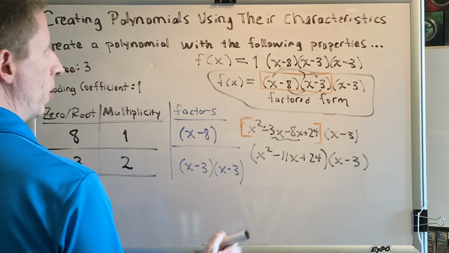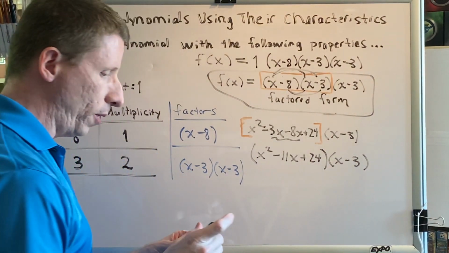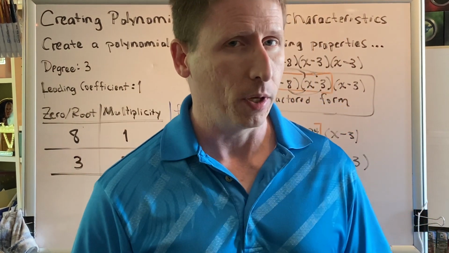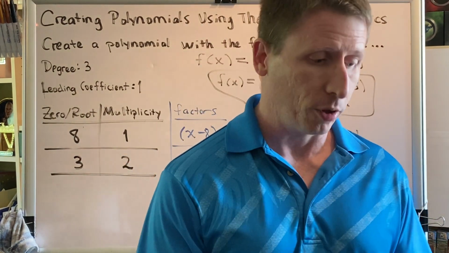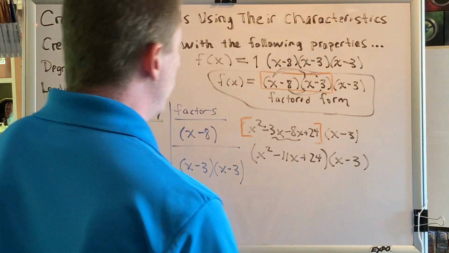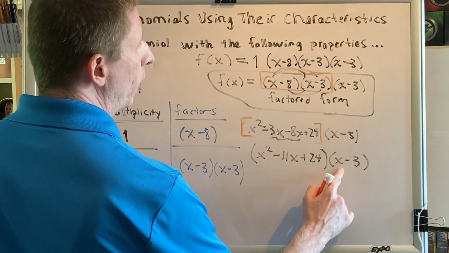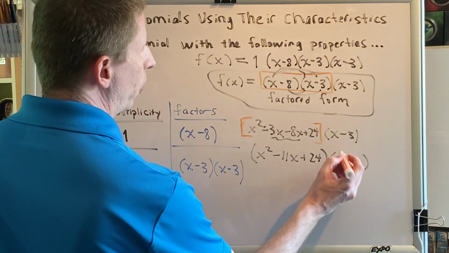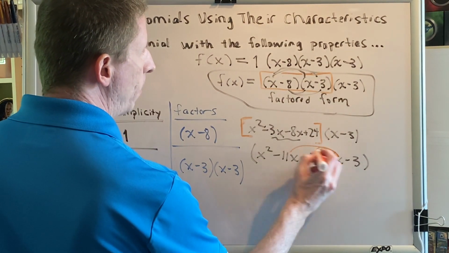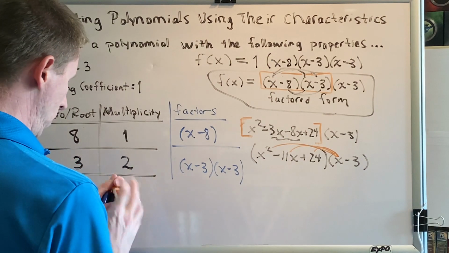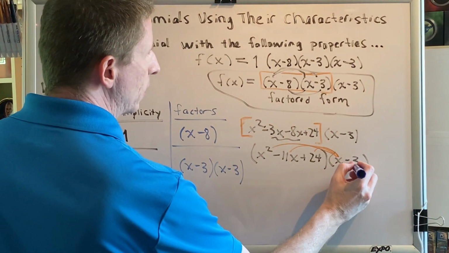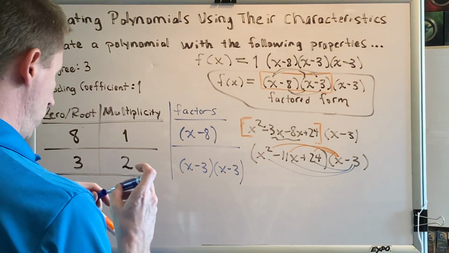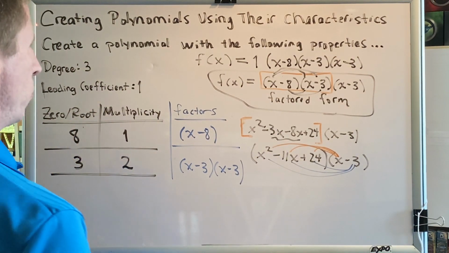Now we have to find a way to multiply this binomial times the trinomial. We can't use FOIL. FOIL is only for binomial times another binomial. But we can use something that is very similar in concept, which is to say, each term of the binomial needs to be multiplied by all terms in the trinomial. Here's what it looks like. The x gets multiplied by all 3 of these terms, and the subtract 3 gets multiplied by all of these terms to create 6 terms.